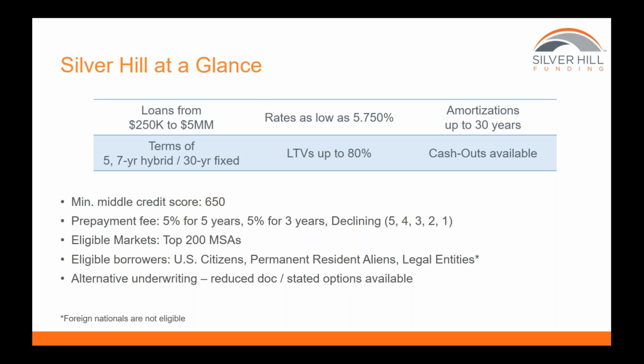As far as credit scores, we go as low as 650. Different options for prepayment penalties. We really stay away from rural property. We really want to stick to the urban cores. We will make exceptions on a case-by-case basis outside of those MSAs. As far as eligible borrowers, U.S. citizens, permanent resident aliens, or any legal entities, with the exception of trusts, and foreign nationals are also not eligible. And of course, we offer that alternative underwriting that provides a solution outside of typical bank financing.